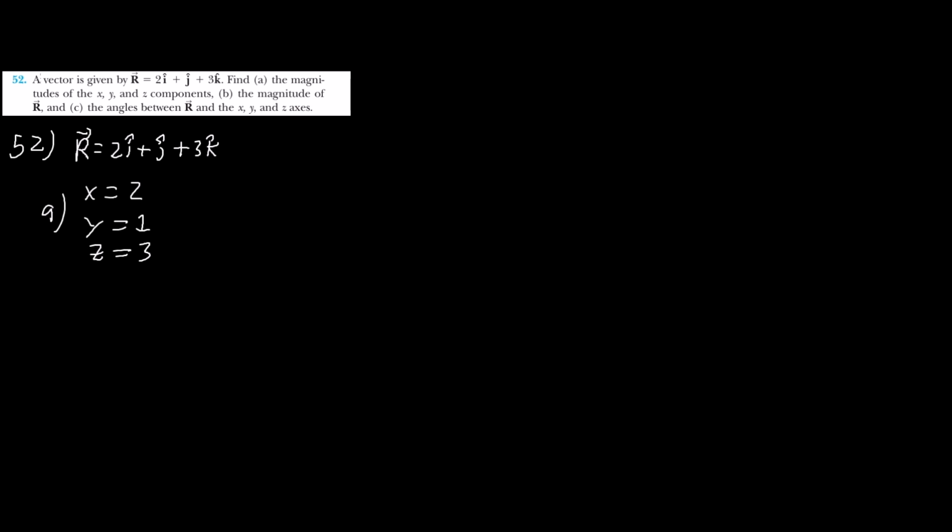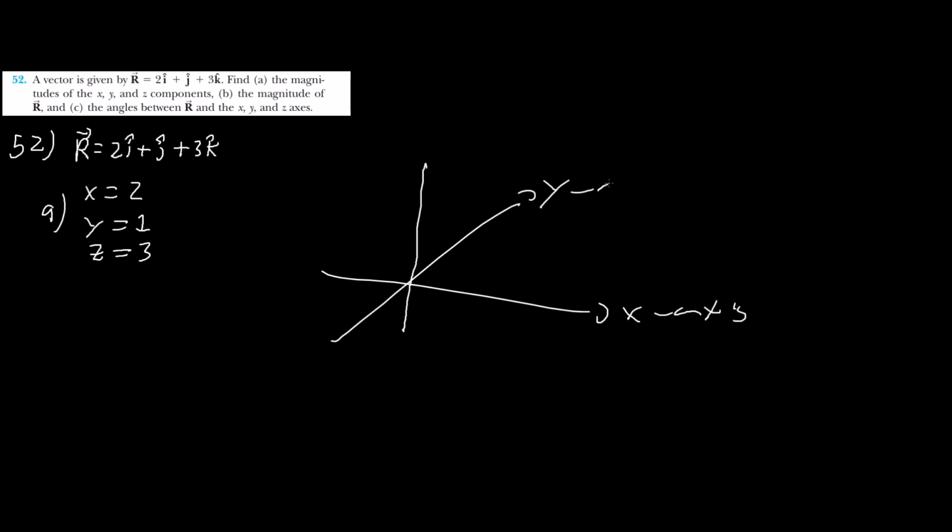So that's pretty straightforward. The angles between r and the x and the y and the z axis. So you have a vector. I'm not going to draw it to scale. I'm just going to put this is going to be the x-axis. This is going to be the y-axis and the z-axis. And here you have a vector, blue, facing in some arbitrary direction.